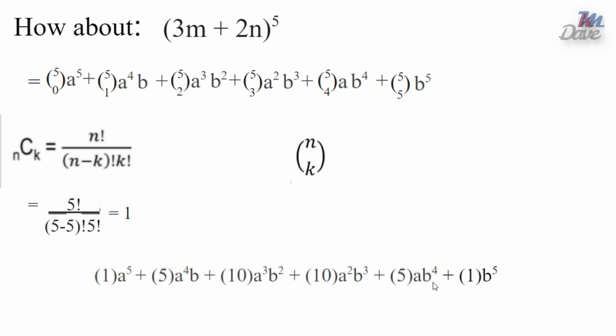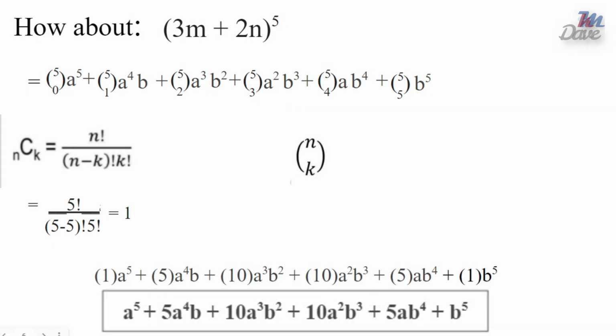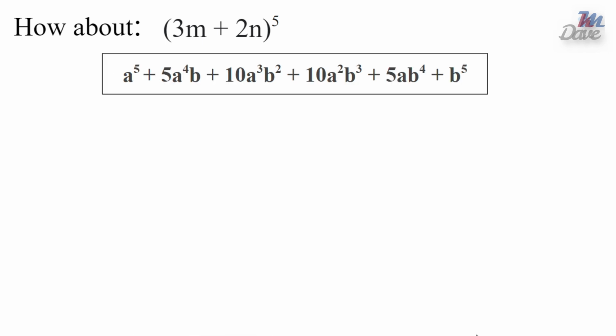And here is the value of 5 chooses 0, 5 chooses 1, 5 chooses 2, 5 chooses 3, 5 chooses 4, and 5 chooses 5. But it's not yet the final expansion of 3m plus 2n raised to 5. It's just the value of the combinations. And now that we have their combinations, it's time to substitute the values of a and b, where the value of a is 3m and the value of b is 2n.